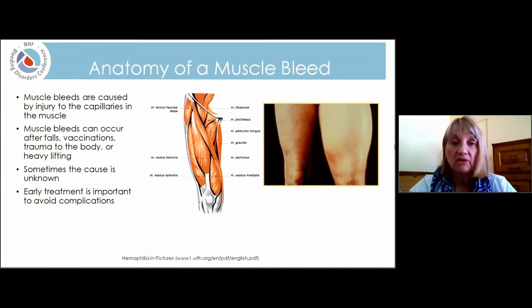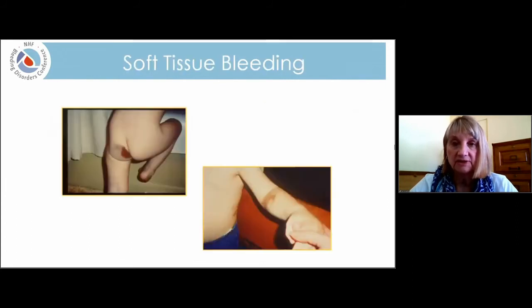Muscle bleeds can occur after falls, they can occur after vaccinations, significant trauma like a motor vehicle accident, and sometimes we don't even know why a muscle bleed starts, because it's not as easy to determine, oh, I picked this heavy item up and now I have a muscle bleed. But again, just like with the joint bleeds, early treatment is optimal and it helps avoid any complications.